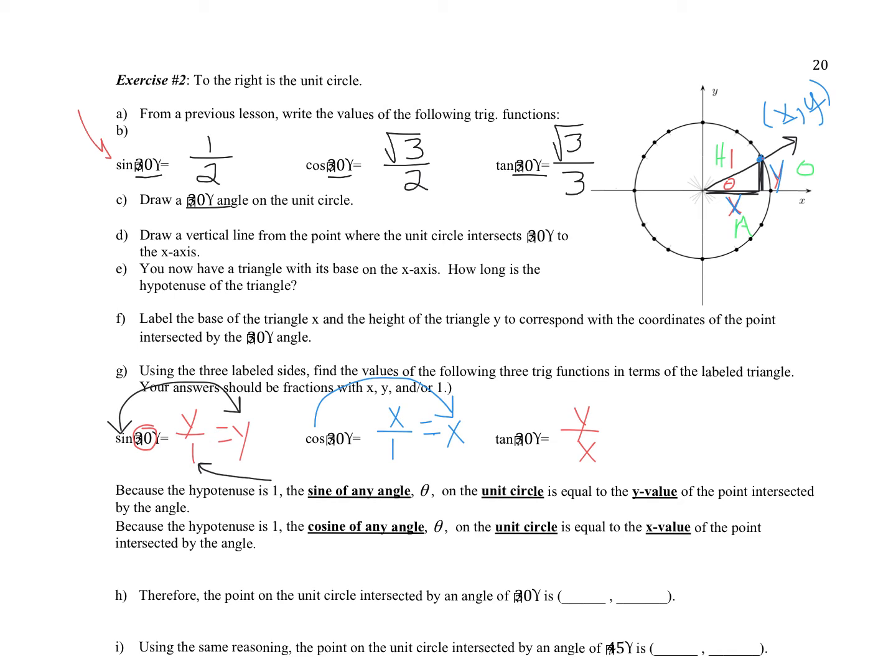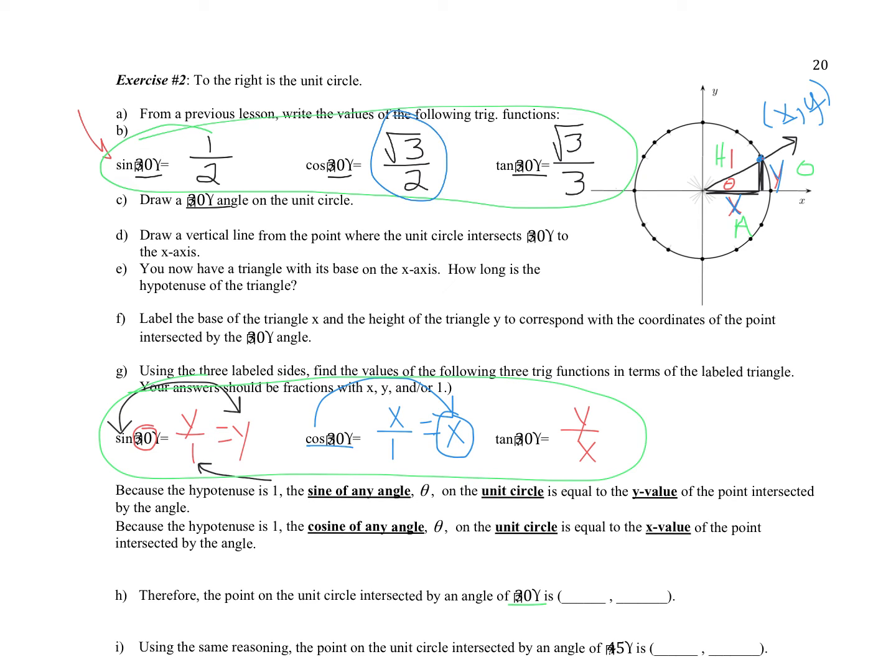So putting these 3 facts together with these 3 facts, therefore any point on the unit circle intersected by an angle of 30 degrees is, the x value is the cosine, and we know the cosine of 30 is radical 3 over 2. So in the spot for x, I can write radical 3 over 2. The y value is the sine. We know the sine of 30 is 1/2, so that means the y value of that point has to be 1/2.